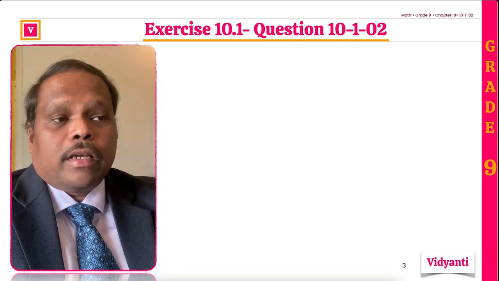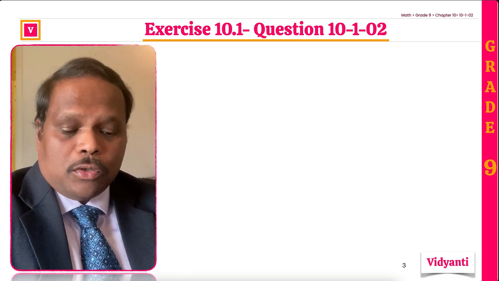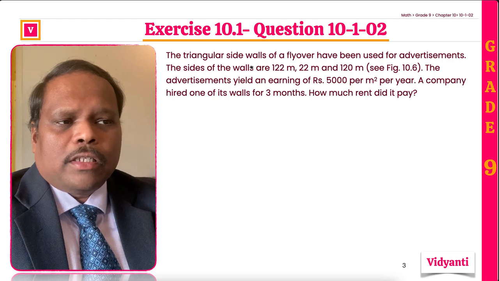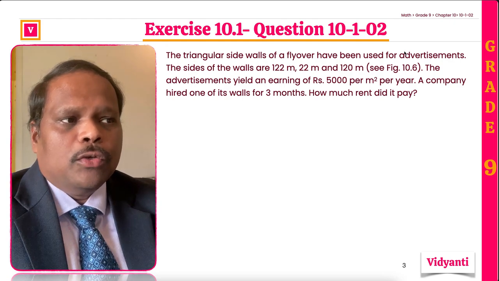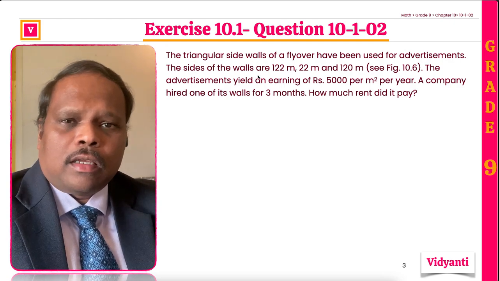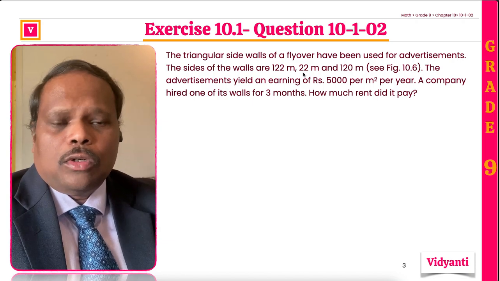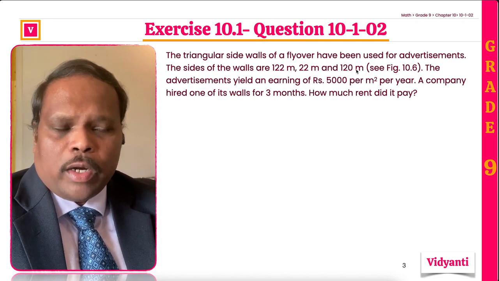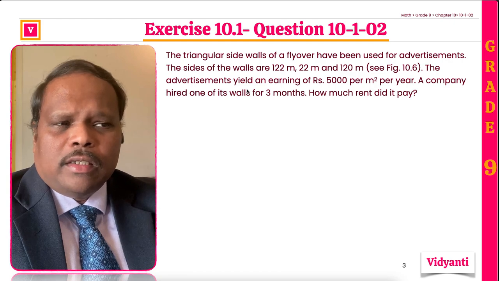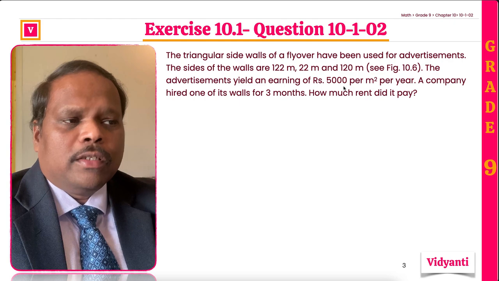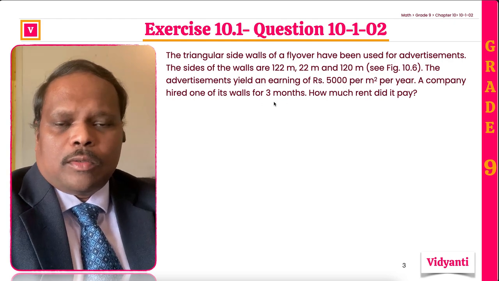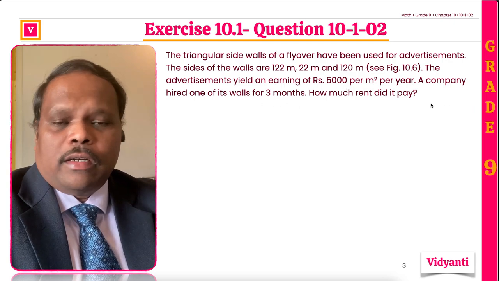Next question in this exercise, question 10.102. The triangular side walls of a flyover have been used for advertisements. The sides are given as 122, 22, and 120. The advertisement yields an earning of 5,000 rupees per meter square, and the company hired one of the walls for 3 months. How much rent did it pay?